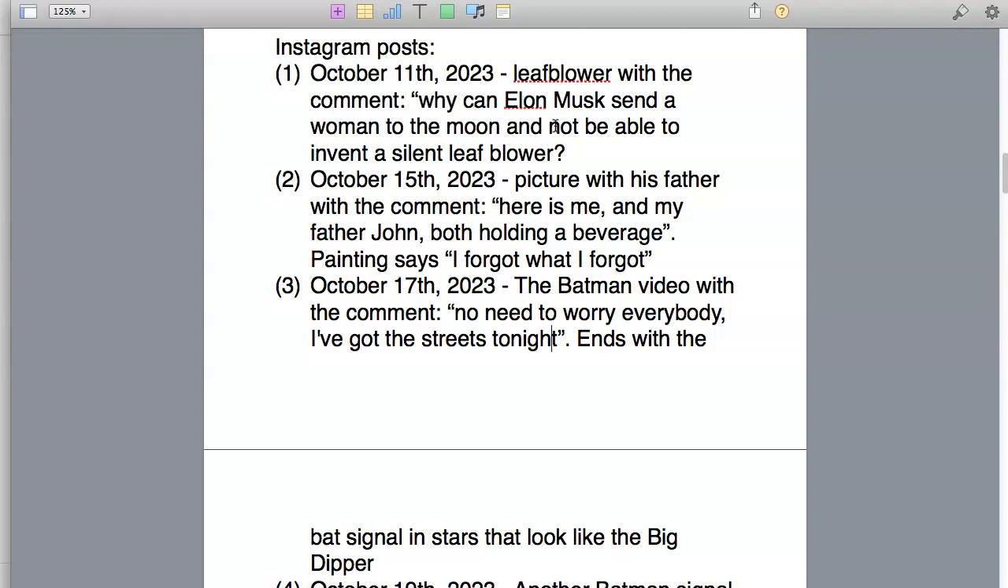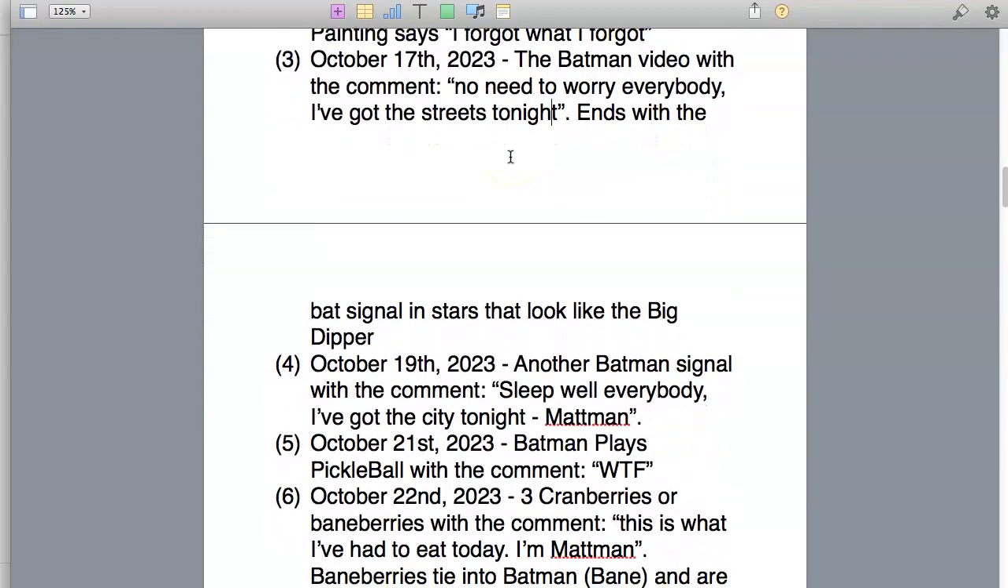but we can start to see a theme emerging here of Matthew Perry, water, the moon, and then Batman ties into that because, again, the whole artificial moon thing with the bat signal. But they're holding beverages in the picture, which, of course, is water of some type. It's a liquid. The third post then is on October 17, 2023.